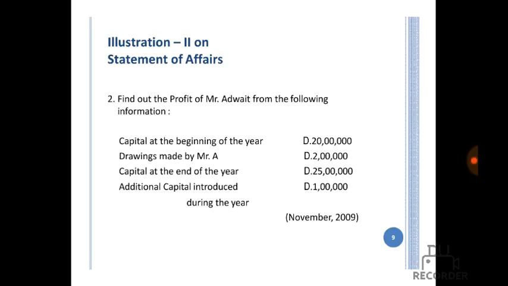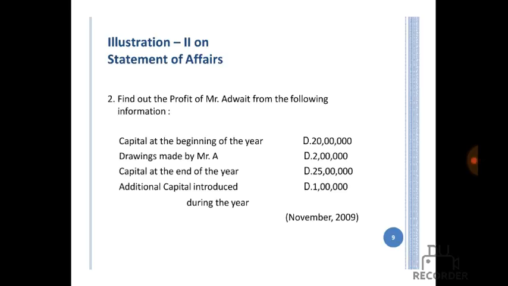Find out the profit of Mr. Advait from the information. Capital at the beginning of the year is rupees 20 lakh, that is, the opening capital. Drawings made by Mr. A are rupees 2 lakh. Capital at the end of the year is rupees 25 lakh. Additional capital introduced is rupees 1 lakh during the year.